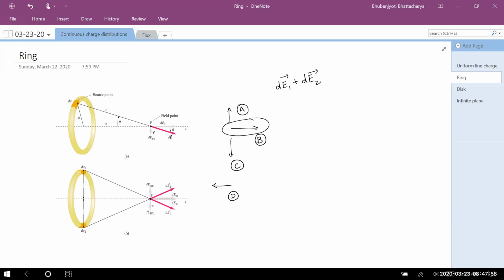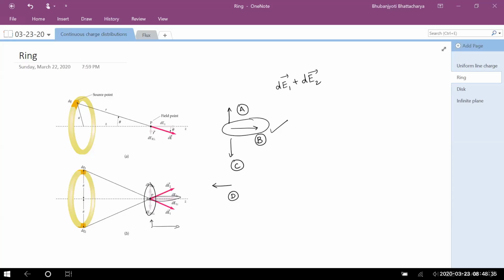The reason for that is, if you look at the second picture over here, you see that each of these vectors can be resolved into perpendicular components, either along this direction or along that direction. And you see that the perpendicular components of dE2 and dE1 are equal and opposite. And the parallel components are equal, but in the same direction. So these are going to add up, and these ones are going to cancel. So the net result is going to be along the direction of B.